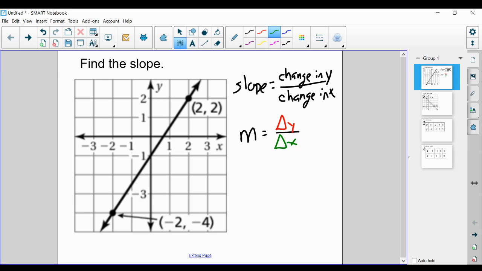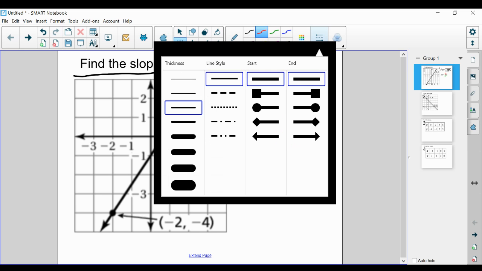So remember, it's how much we go up or down compared to going to the right. So whenever we read a line, we always go from left to right. That's going to tell us whether it's going to be increasing or decreasing. Is that line going up the y-axis, or is that line going down the y-axis? So let's take what we know about slope and apply it to this problem. We have the coordinate point -2, -4 over on the left, and we're ending at 2, 2. We want to calculate the slope.